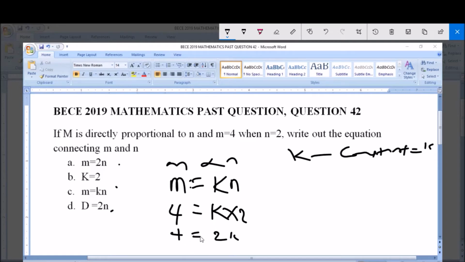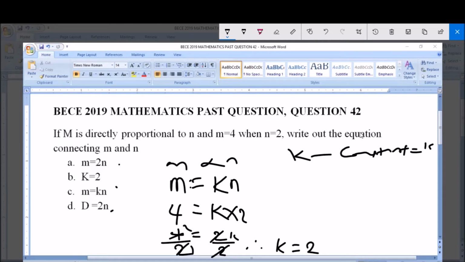2k. And to find k, we divide both sides by 2. The 2 here cancels the 2, and 2 divided by 2 is 1, and 4 divided by 2 is 2. Therefore we say k is equal to 2. Now we've gotten our constant. Our constant k is 2, so 2 is a constant.